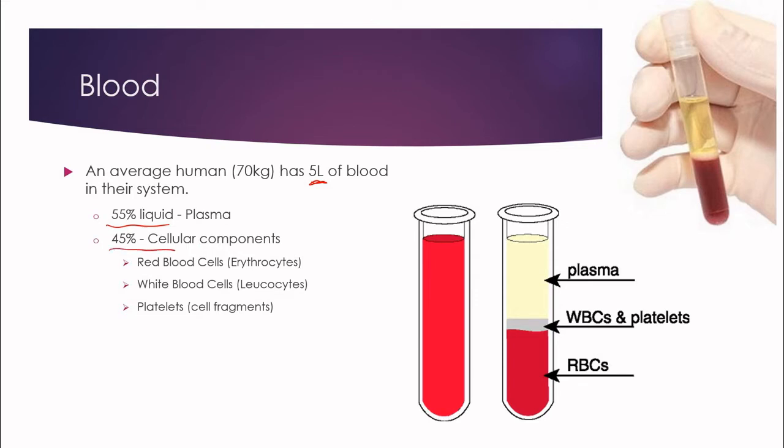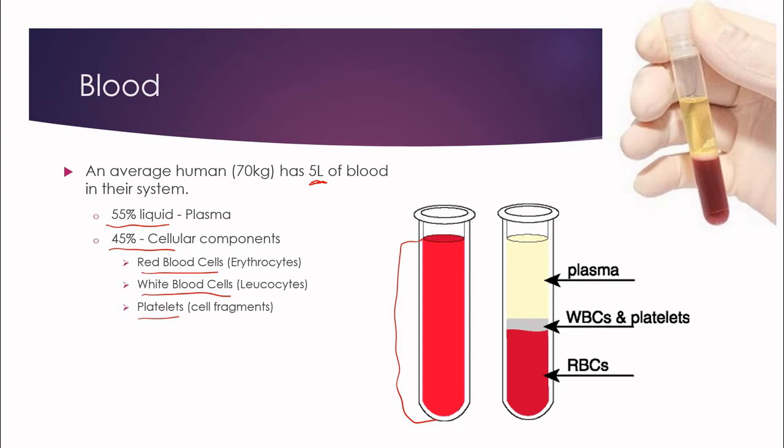So the cells that make up blood include red blood cells or erythrocytes. You've got your white blood cells, which you guys should know quite well by now, your leukocytes. And we also have cell fragments called platelets, which are involved in clotting of blood, which we'll look at in a second.